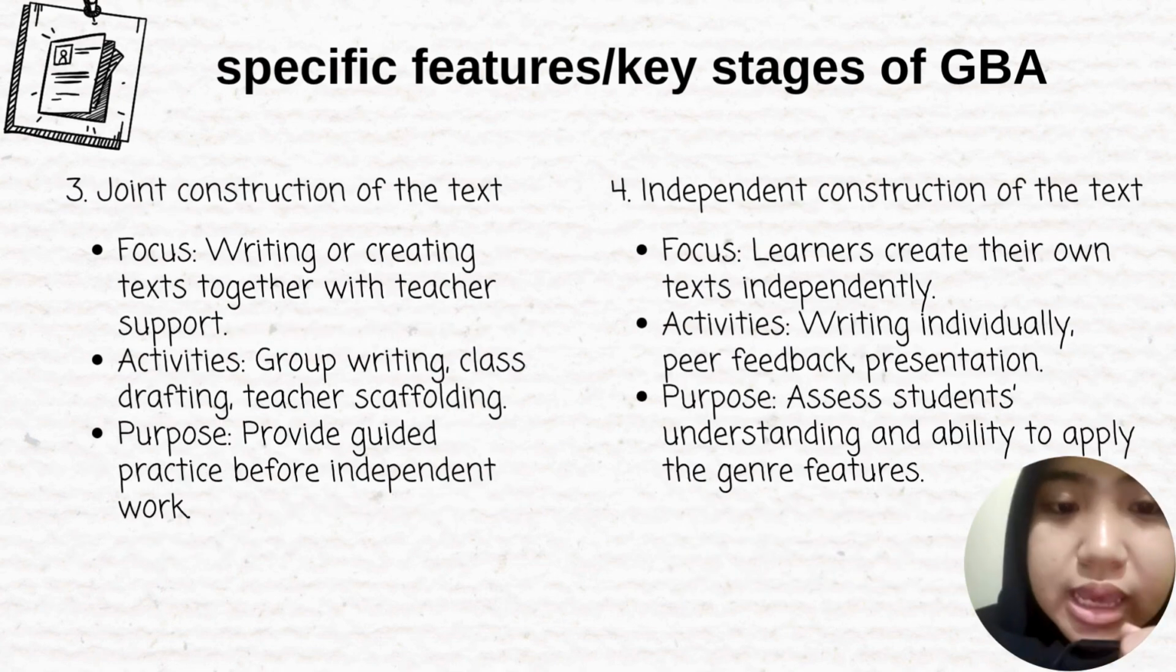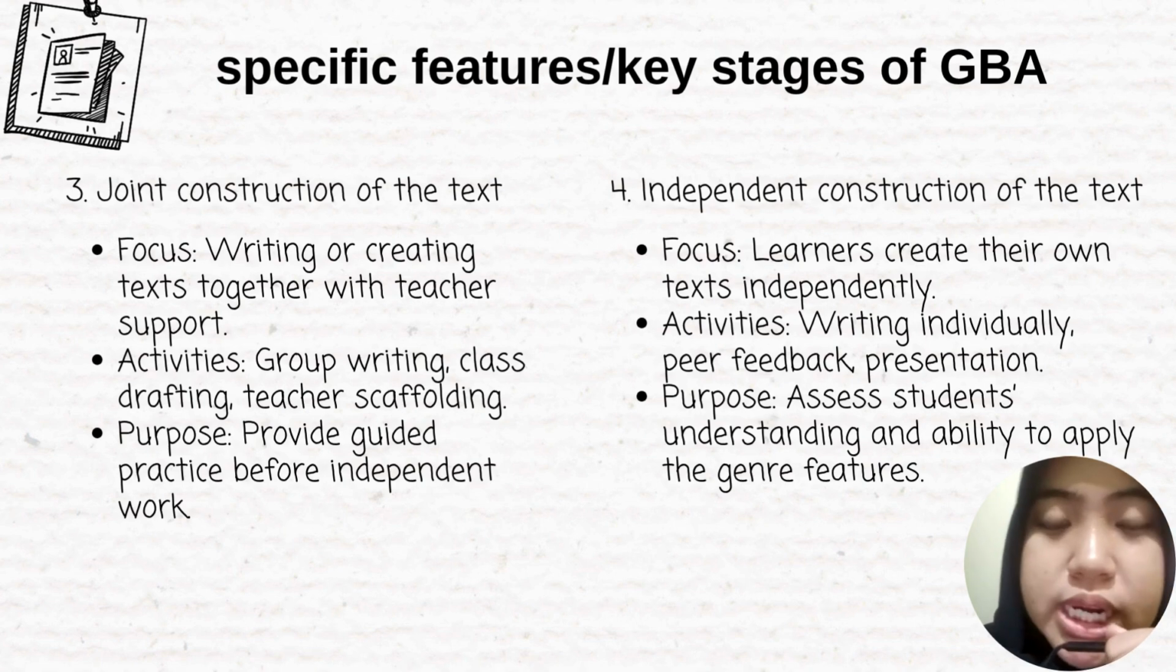And number three is joint construction of the text, which focuses on writing or creating text together with teacher support. The activities are group writing, class drafting, and teacher scaffolding. The purpose is to provide guided practice before independent work. And the last is independent construction of the text, which focuses on learners creating their own text independently. The activities are writing individually, peer feedback, and presentation. And the purpose is to assess students' understanding and application of the genre features.